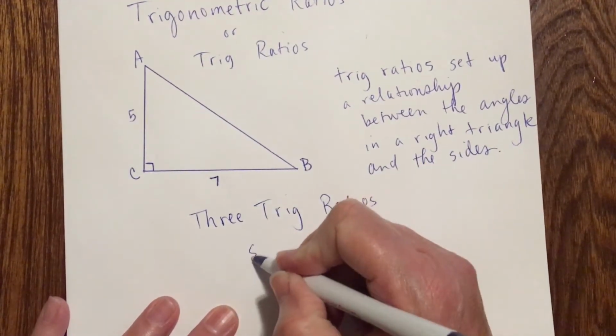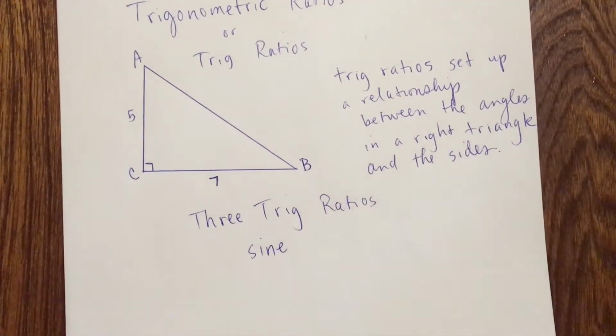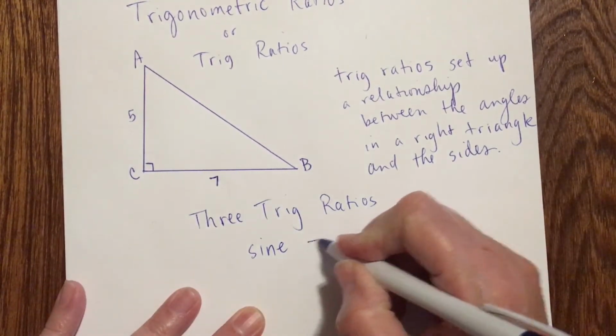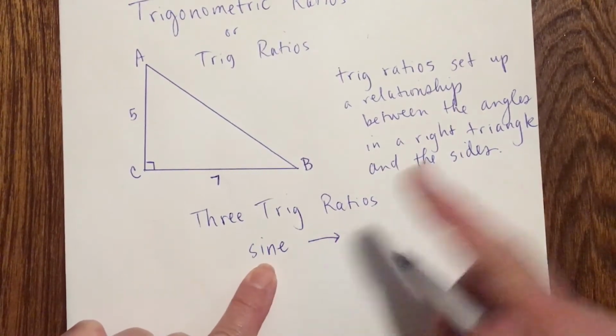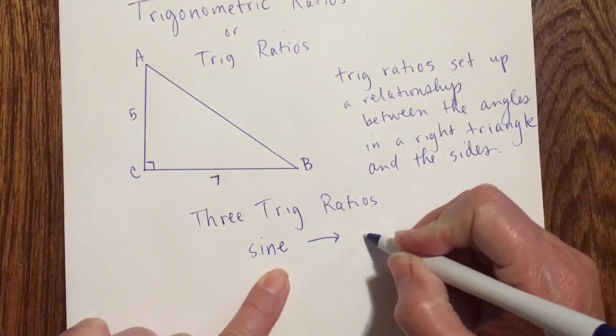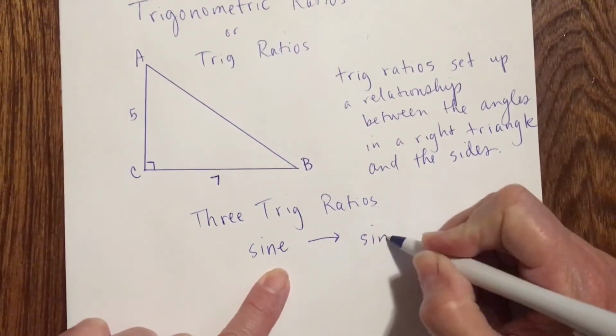The first one is sine. If I write it out, it's S-I-N-E. Now, when we abbreviate it, we write S-I-N. And I've heard some students call it the sin of A. But we really pronounce it the sine, even if it's abbreviated. So S-I-N-E, abbreviated S-I-N.